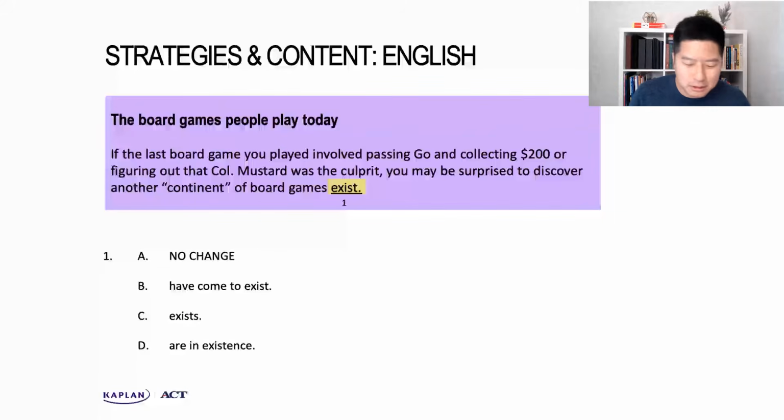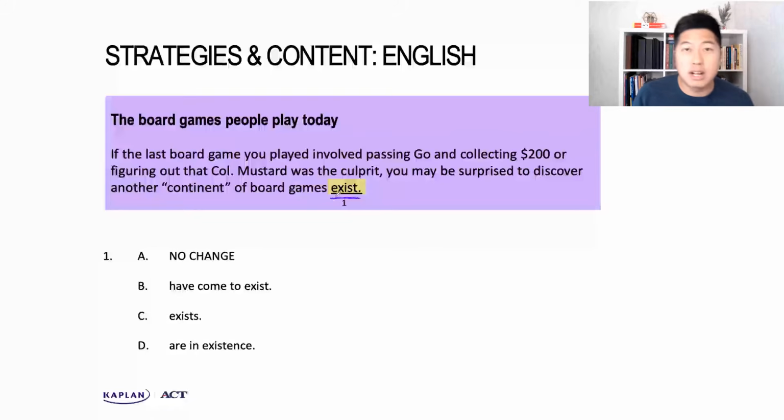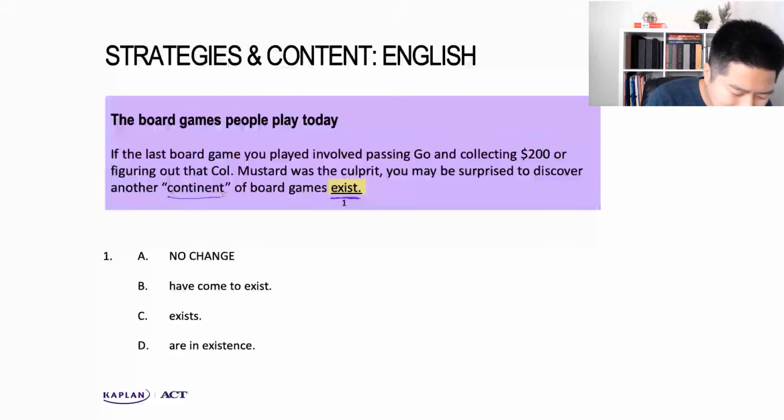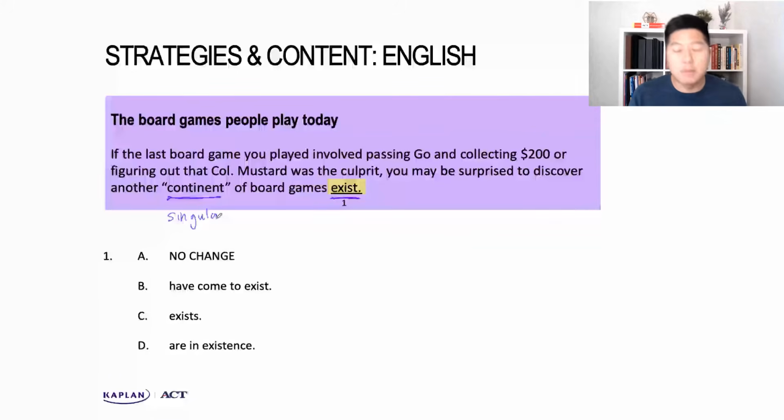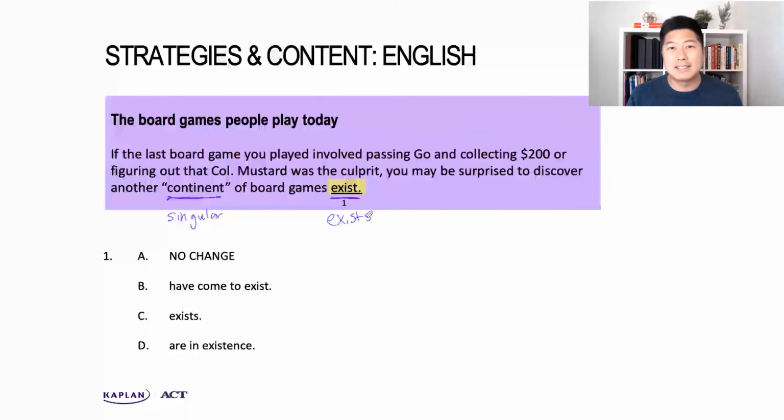So the first thing you want to do when you see a verb underlined is hunt down the subject, the who or what in the sentence that's doing the action. In this sentence, that's the noun continent. And because continent is singular, that means we need the singular form of the verb exist so that they agree with each other. That's exists with an S. Now that means we can immediately eliminate answer choice A as a possible answer.